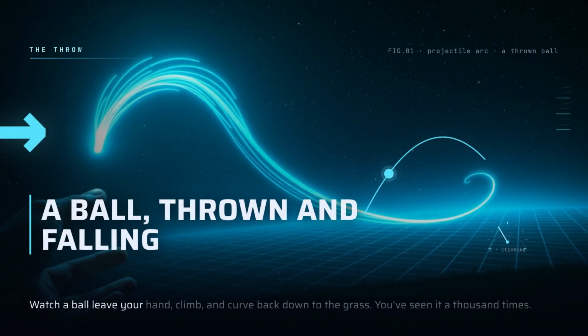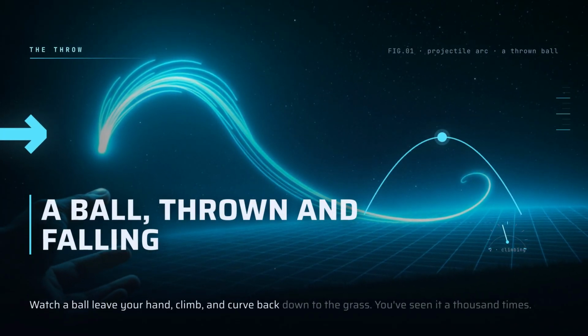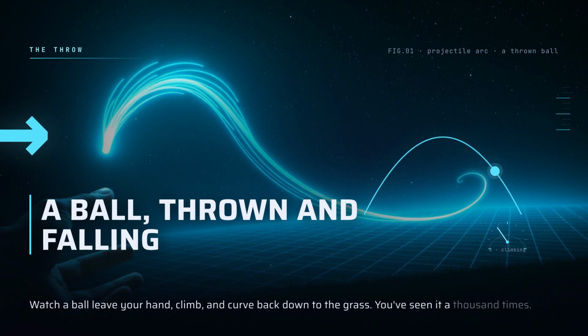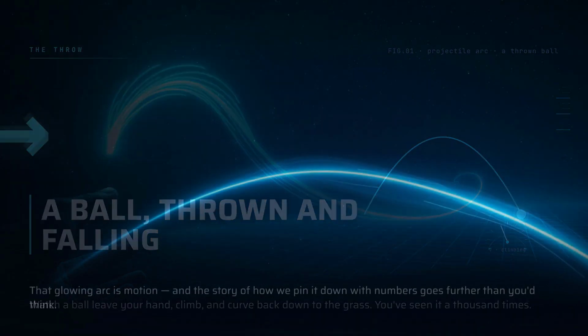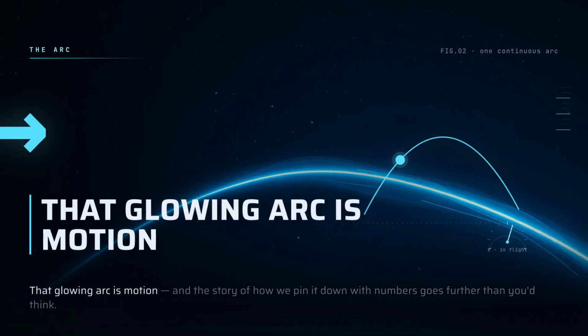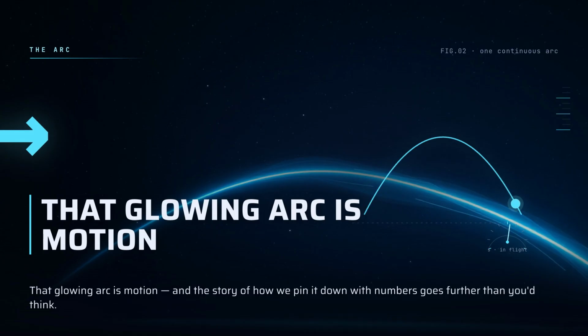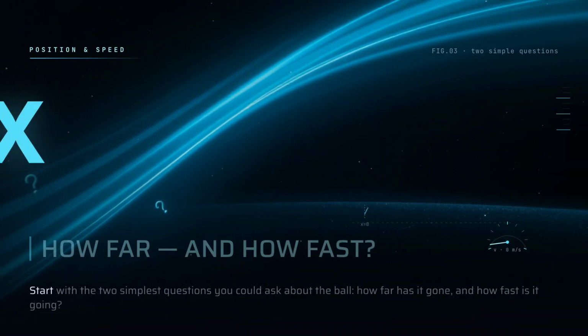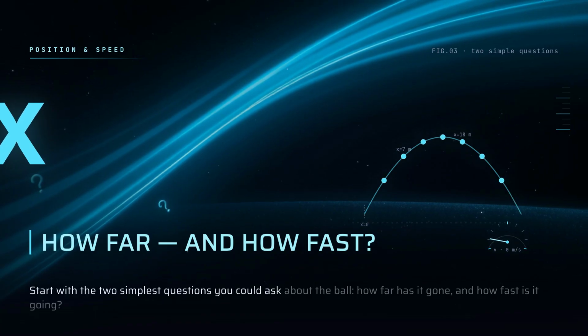Watch a ball leave your hand, climb, and curve back down to the grass. You've seen it 1,000 times. That glowing arc is motion, and the story of how we pin it down with numbers goes further than you'd think. Start with the two simplest questions you could ask about the ball.